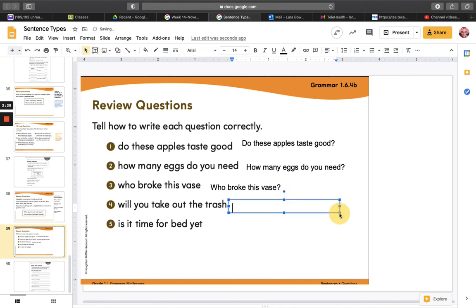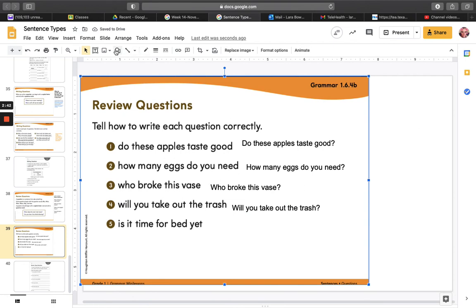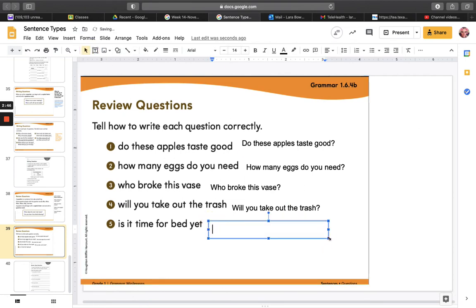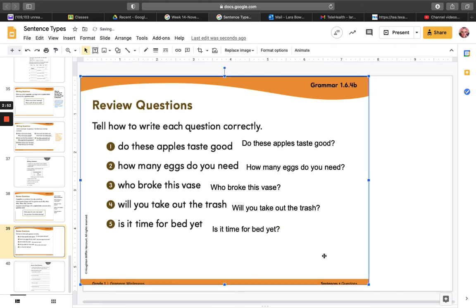Number 4, read it with me. Will you take out the trash? This sentence needs a capital at the beginning and a question mark at the end. Is it time for bed yet? We need a capital I. Is it time for bed yet? And a question mark at the end.